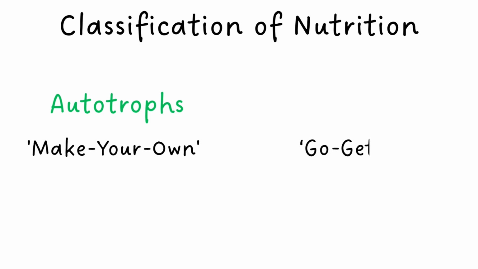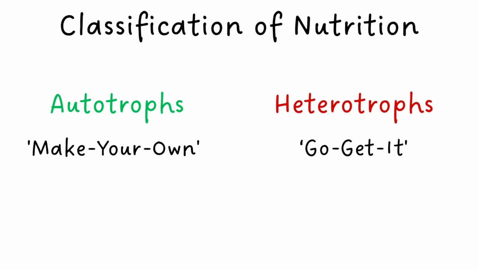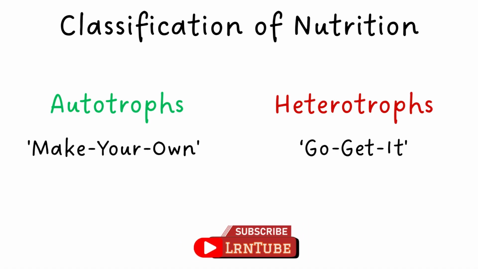Let's look at the classification of nutrition, the main reason why we're learning about nutrition. So, when it comes to nutrition, all living organisms can be divided into two major groups. So, that means we have two main modes of nutrition. We have the make your own group called the Autotrophs and the go get it group called the Heterotrophs. So we have autotrophic and heterotrophic modes of nutrition.